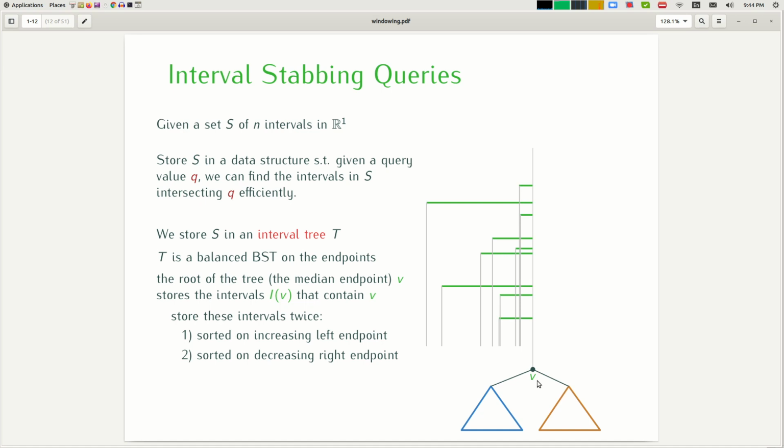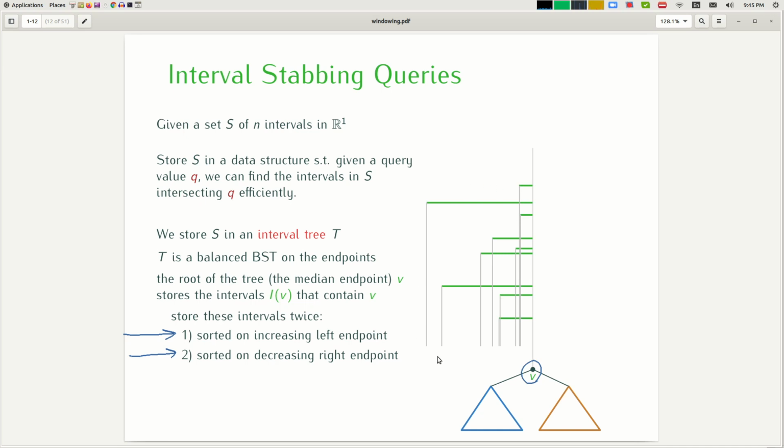Remember that the set of line segments that I store here are a set of line segments that intersect this dividing line that I draw at this point. I do something a bit interesting here, and that is I store every line segment twice inside this node. That only doubles the amount of space that I'm using. And I store them using two different orders. Once I store them in increasing order of the left endpoint, and the other one in decreasing order of the right endpoint.